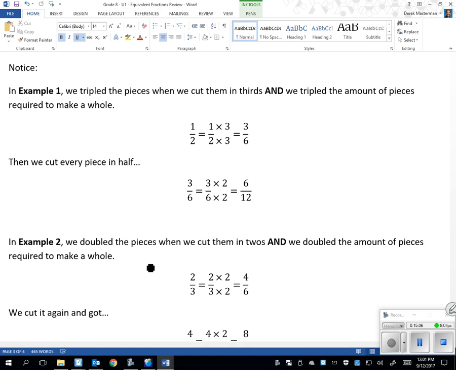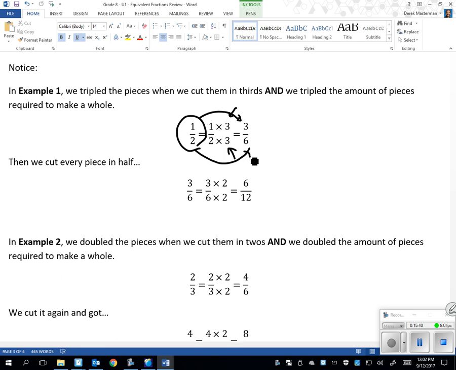If we take a half, like we did at the very beginning, and we cut it into threes, notice what we did, and as Danny mentioned, we multiplied the top and the bottom. If we're cutting it into thirds, then we're tripling how many we have, and also tripling how many it takes to make the whole. We multiply the numerator, and we multiply the denominator by 3.